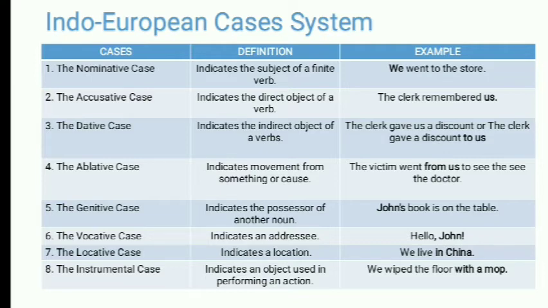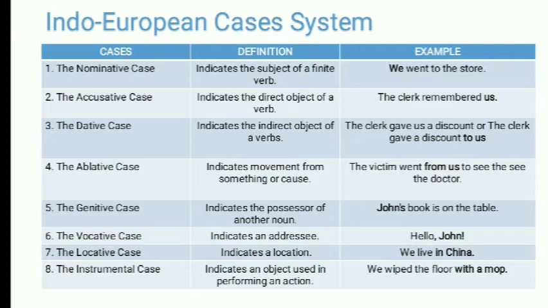Number 3, the dative case, which indicates the indirect object of a verb. The clerk gave us a discount, or the clerk gave a discount to us. Number 4, the ablative case, which indicates movement from something or cause. For example, the victim went from us to see the doctor.